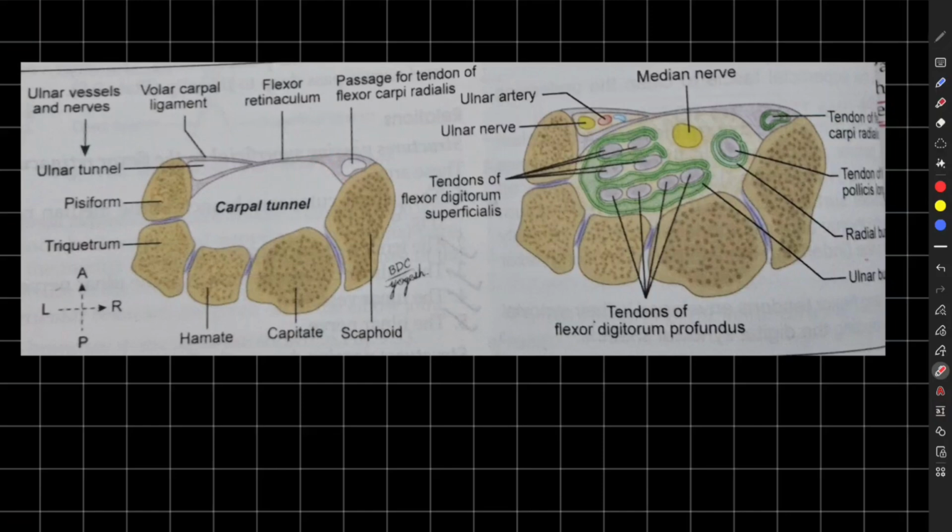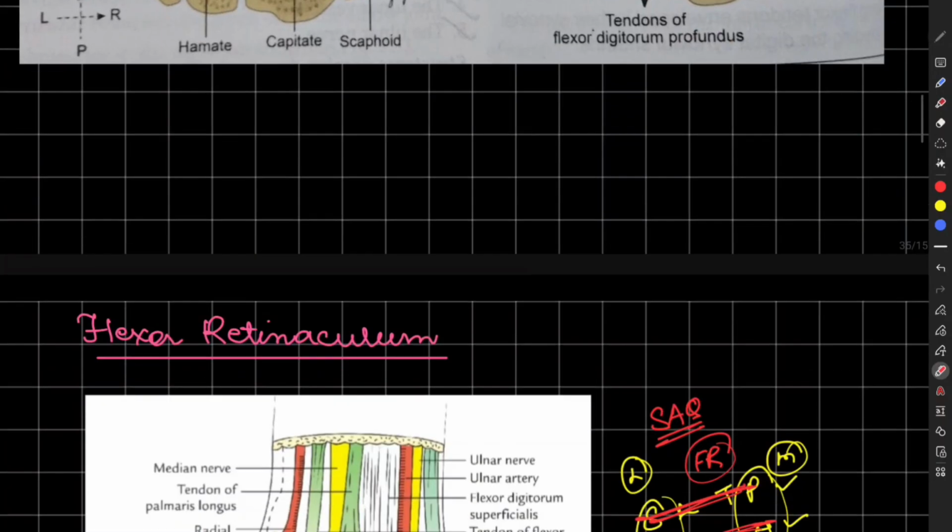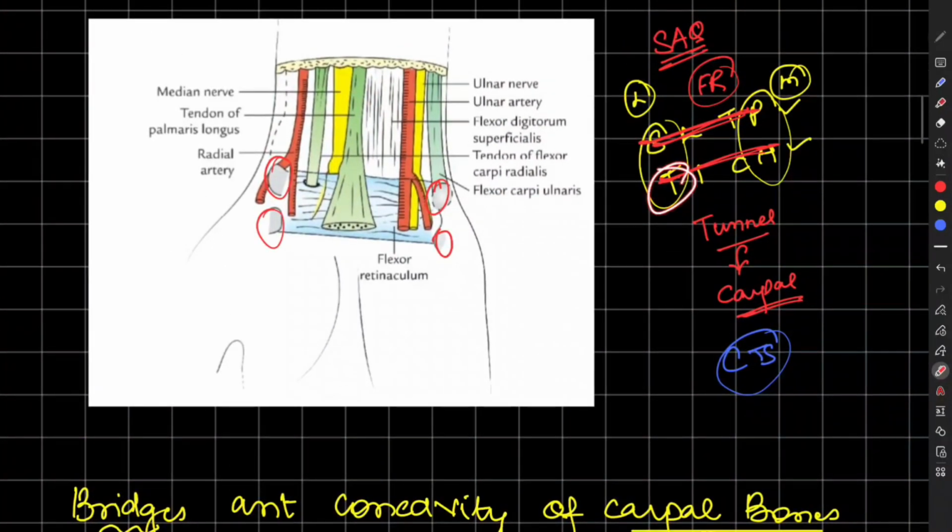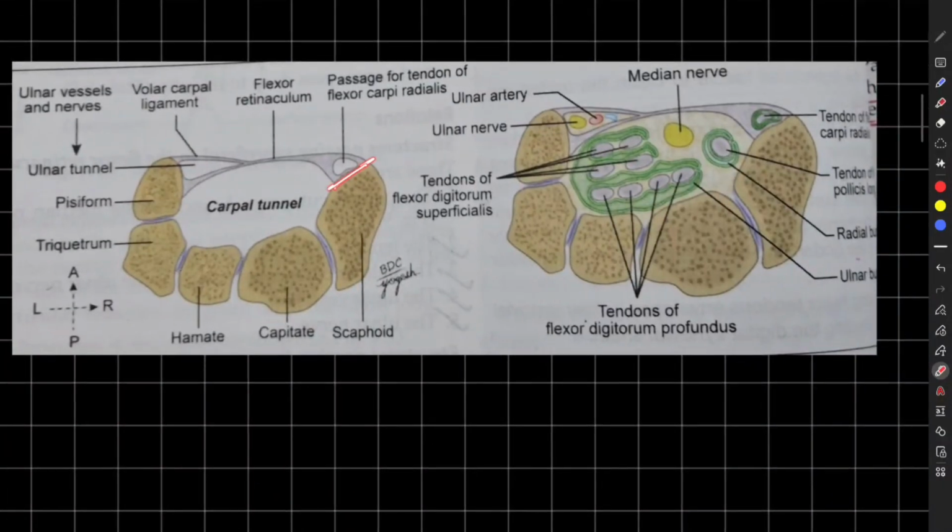The diagram here has not been shown well. Then, this is the diagram from BDC. It converts into a tunnel, and through this tunnel passes the tendon of flexor carpi radialis, the lateral deep slip. As you know, the trapezium lies below the scaphoid, so the lateral deep slip attaches to the groove of the trapezium and converts it into a tunnel for the passage of the tendon of the flexor carpi radialis.